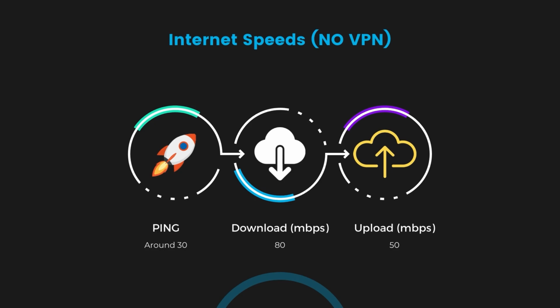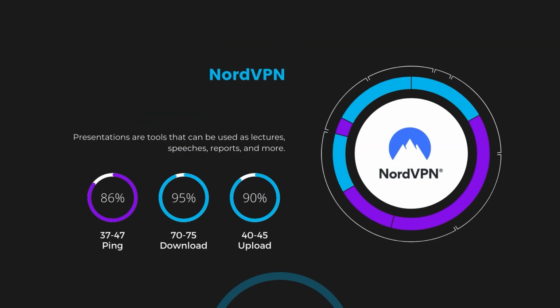Firstly, we have NordVPN. With NordVPN enabled, our ping increased to between 37 and 45 milliseconds. Despite the slight latency uptick, NordVPN maintains commendable download and upload speeds, registering at 70 to 75 megabits per second and 40 to 45 megabits per second, respectively. This efficiency is attributed to NordVPN's NordLynx protocol, ensuring a rapid and seamless experience for low ping.